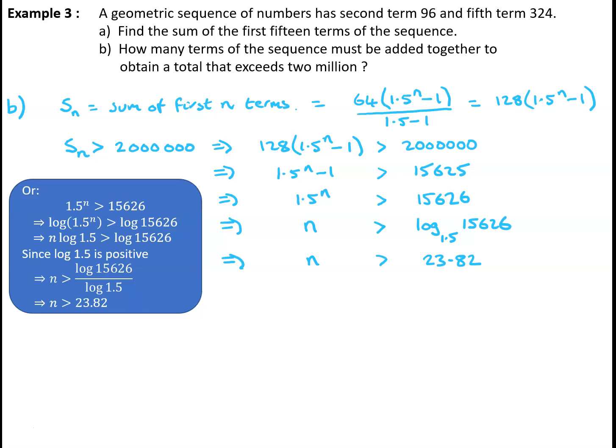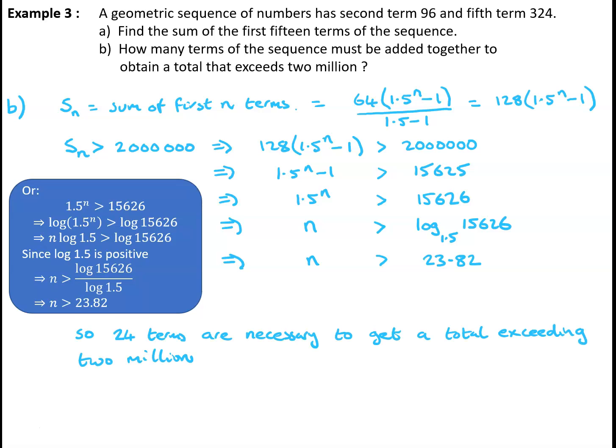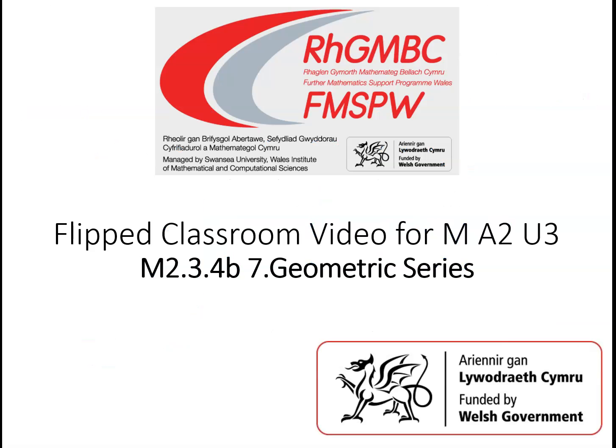So what we've seen then is that the value of n must be at least 23.82, but n has got to be a whole number as far as we're concerned, so we need to take at least 24 terms and add those up to get a total that exceeds 2 million. And that concludes our look at geometric series.